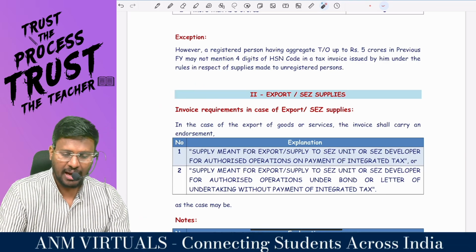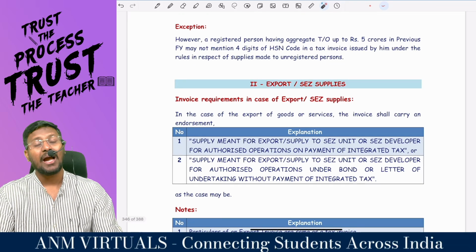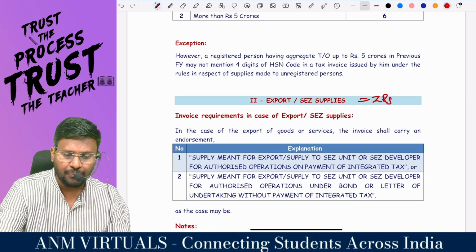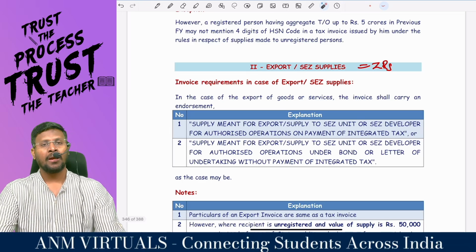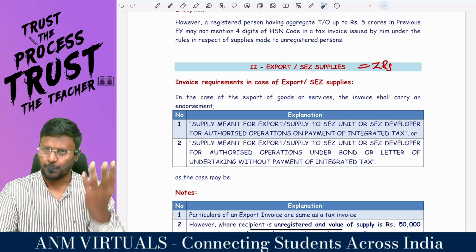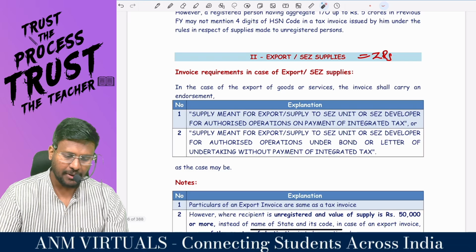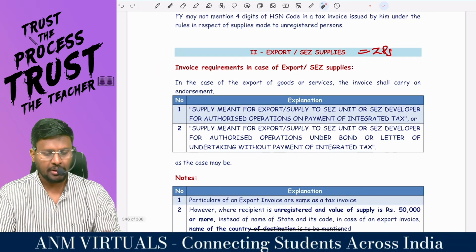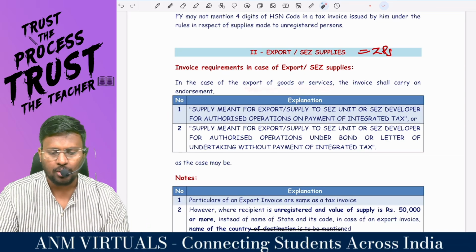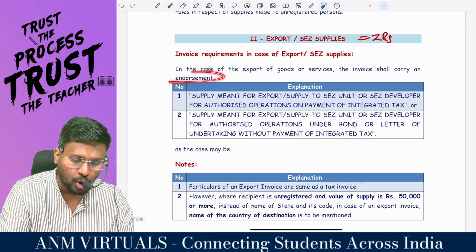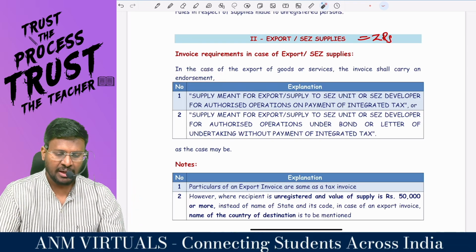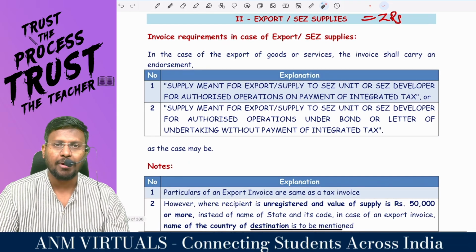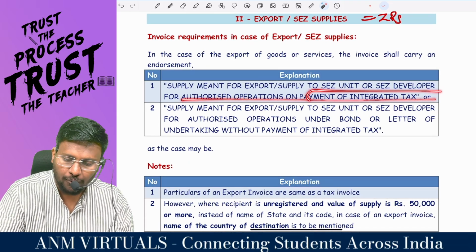Next type of invoice. I am making an export or SEZ supply. An export or SEZ supply is called ZRS, zero rated supply. So if I am raising an invoice for export or SEZ supply, how do I have to raise the invoice? Invoice requirement in case of export of goods or services: the invoice shall carry an endorsement. In that invoice, this line should be there: supply meant for export, or supply to SEZ unit or SEZ developer for authorized operation on payment of tax.